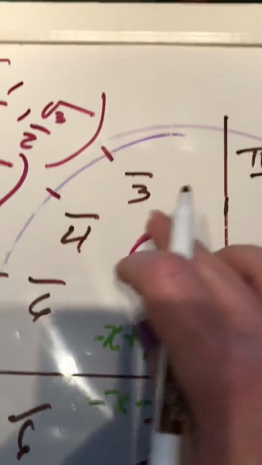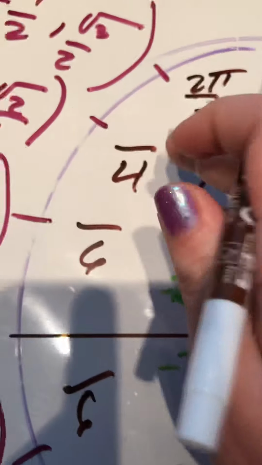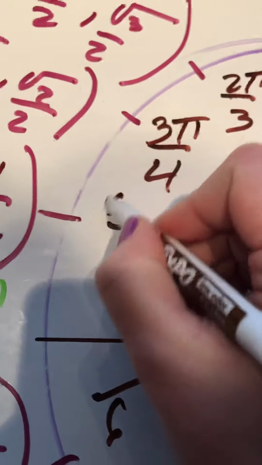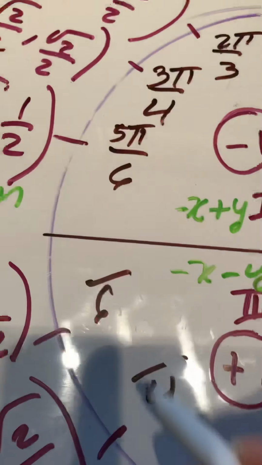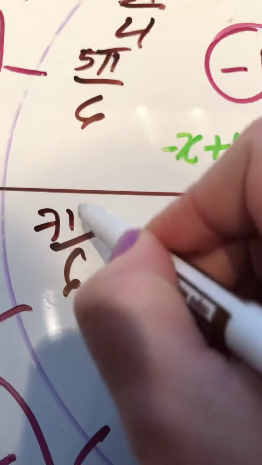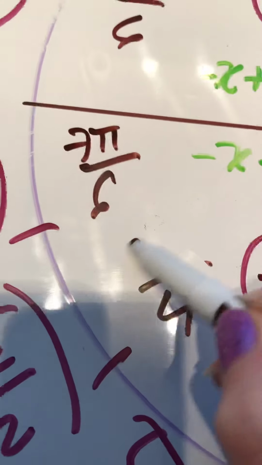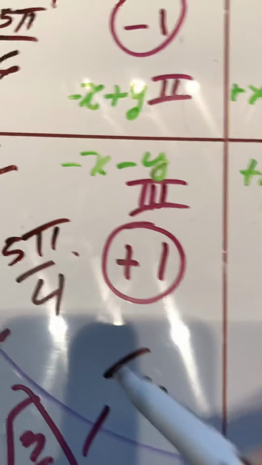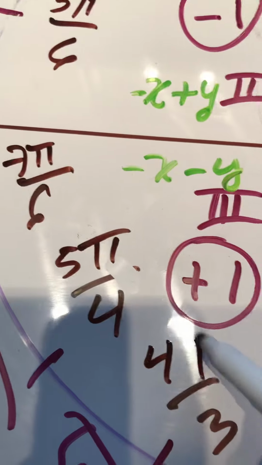So I'm gonna have 3 minus 1, 2 pi. 4 minus 1, 3 pi. 6 minus 1, 5 pi. Same here. 6 plus 1, 7 pi. 4 plus 1, 5 pi. 3 plus 1, 4 pi.